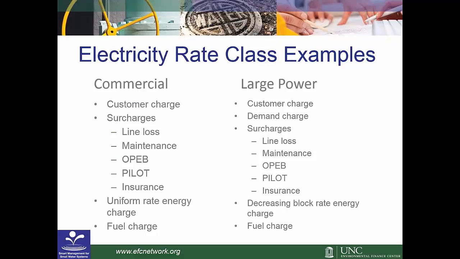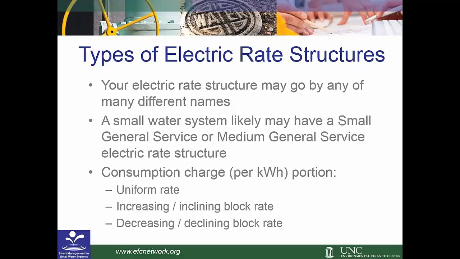There are many different kinds of electric rate classes or customer classes out there. This is just a quick bullet point illustration of some of the bill component differences between these two classes. Really, the main thing is that the large power one has a demand charge in there, which we're going to talk about in just a moment, and the commercial one does not. And as far as the energy charge goes, the per kilowatt hour charge, the commercial one on the left has a uniform rate, large power on the right has a decreasing block rate that we were just looking at.